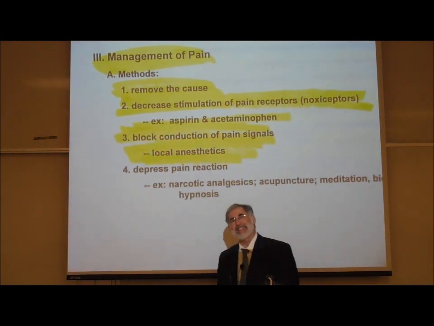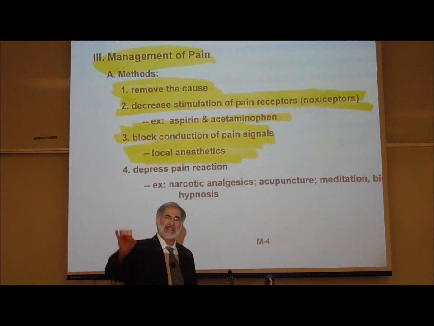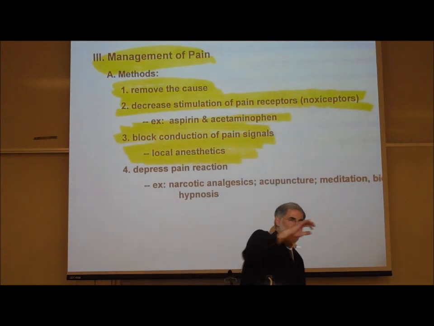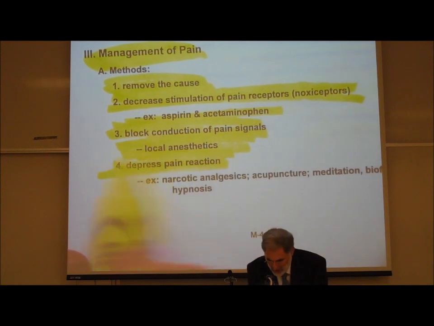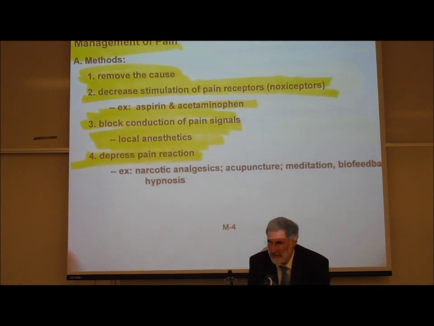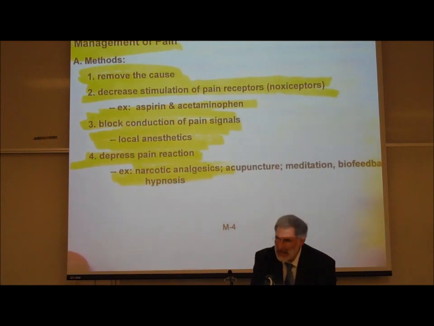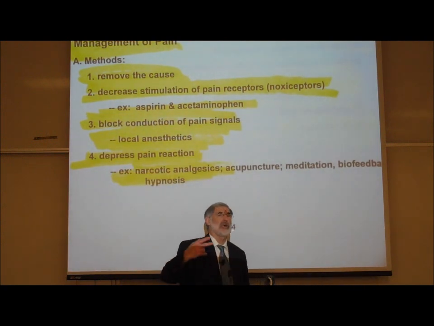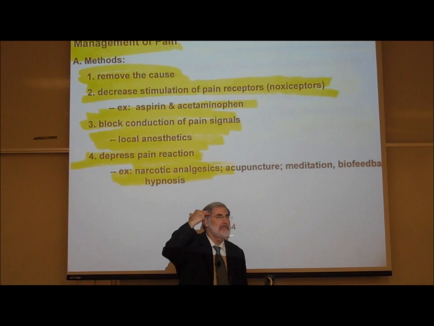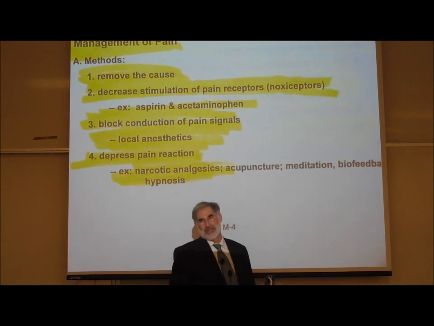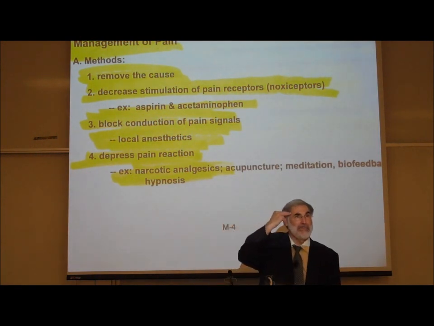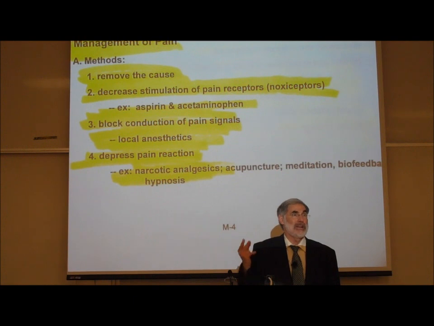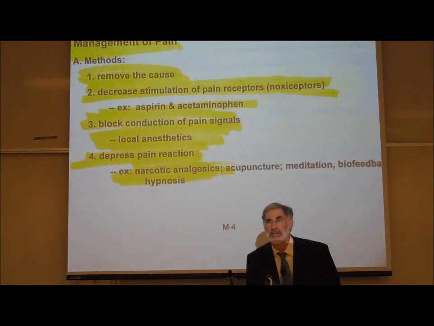That's what local anesthetics do. Local anesthetics block the conduction of the nerve impulses along the sensory neurons. Another approach is to depress the reaction to pain. The narcotic pain relievers, narcotic drugs, are acting on the limbic system. They are affecting the emotional center. That's why, because narcotics are affecting the limbic system, people get addicted to it because it makes you feel good.